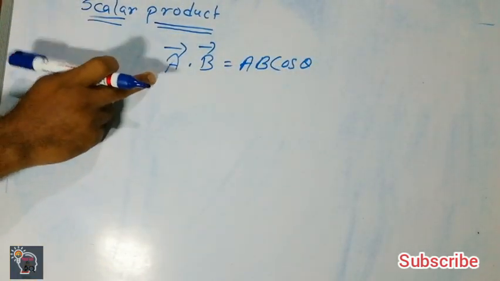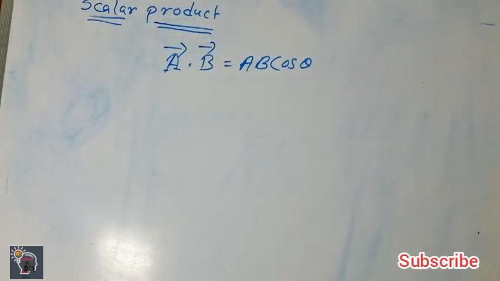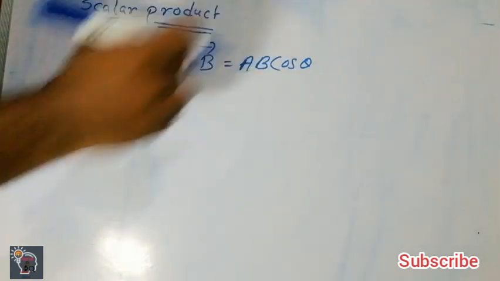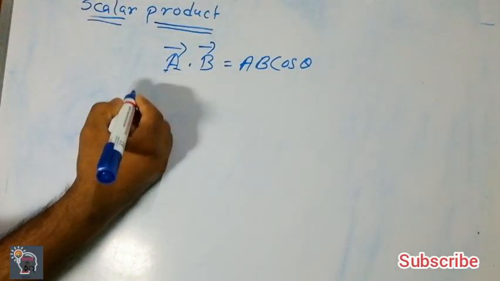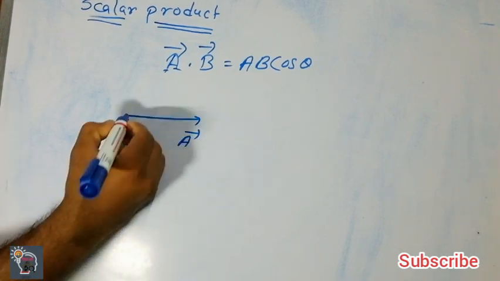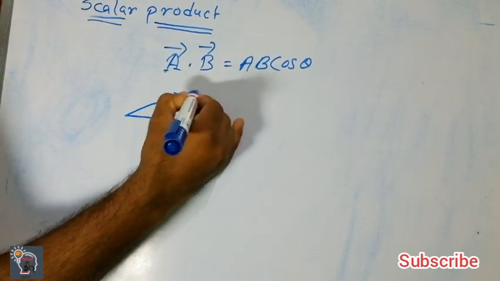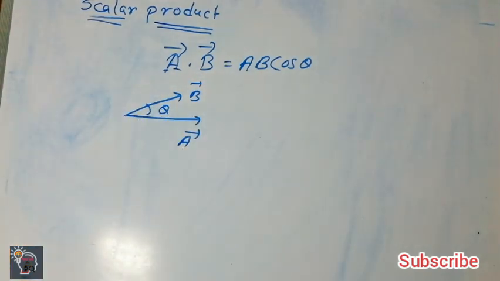So for two vectors a and b, a dot b is equal to ab cos theta. Here there is an angle theta between a vector and b vector. Then the product a dot b is equal to ab cos theta.